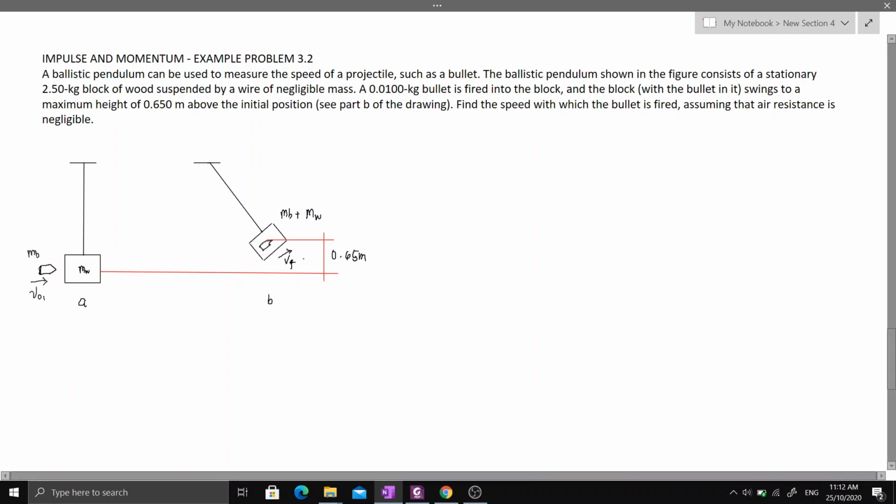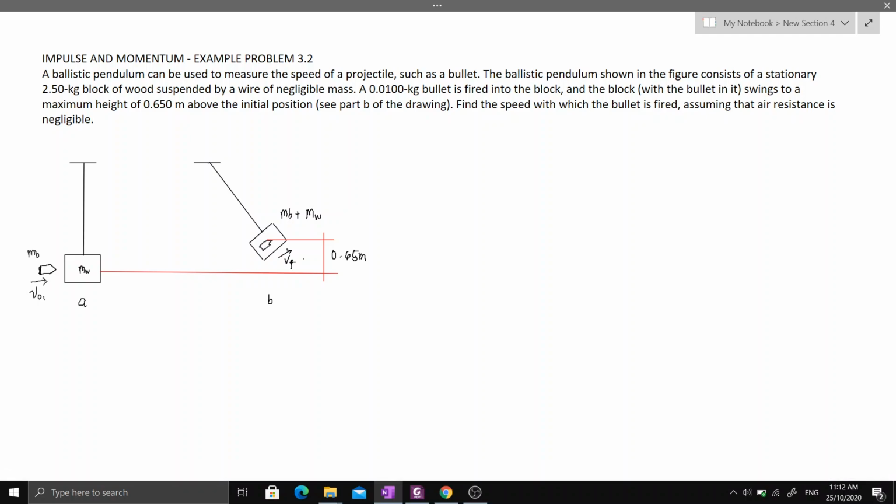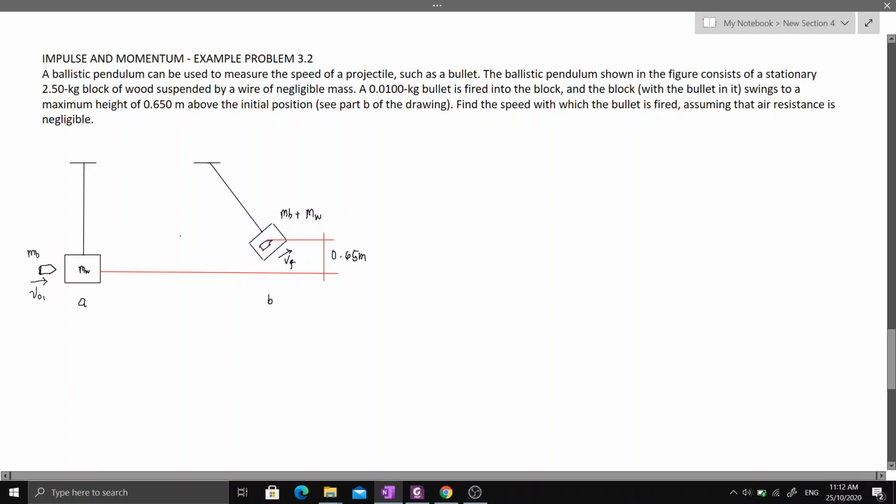So in order to solve this problem, we will use two principles. First, this collision is classified as inelastic since the wood and bullet stick together after collision. So if the collision is inelastic, the total linear momentum is conserved.